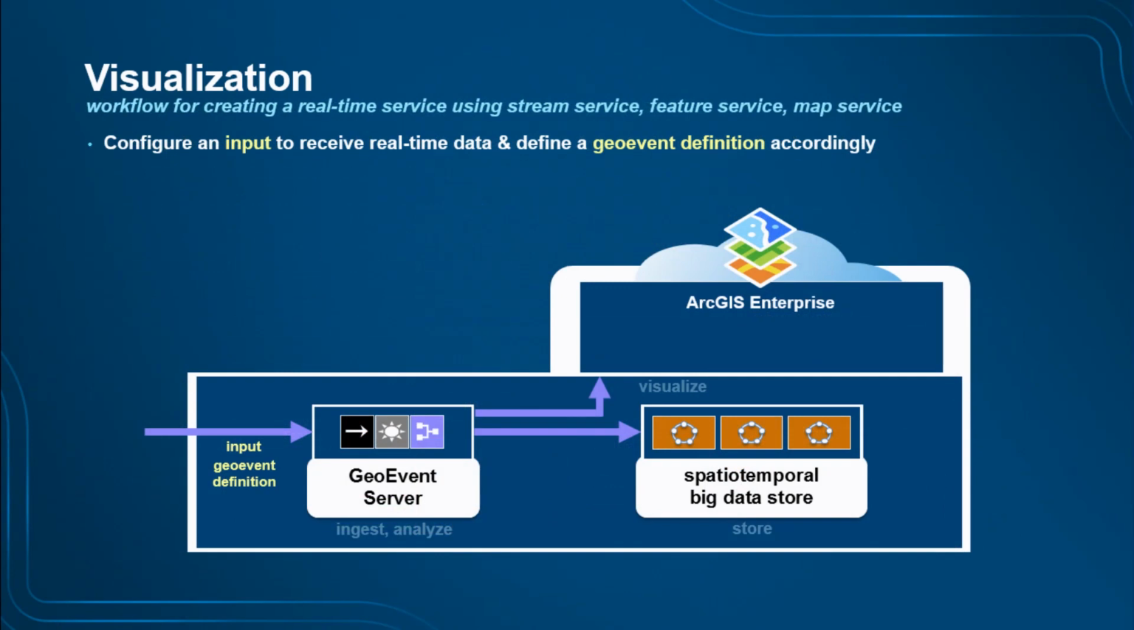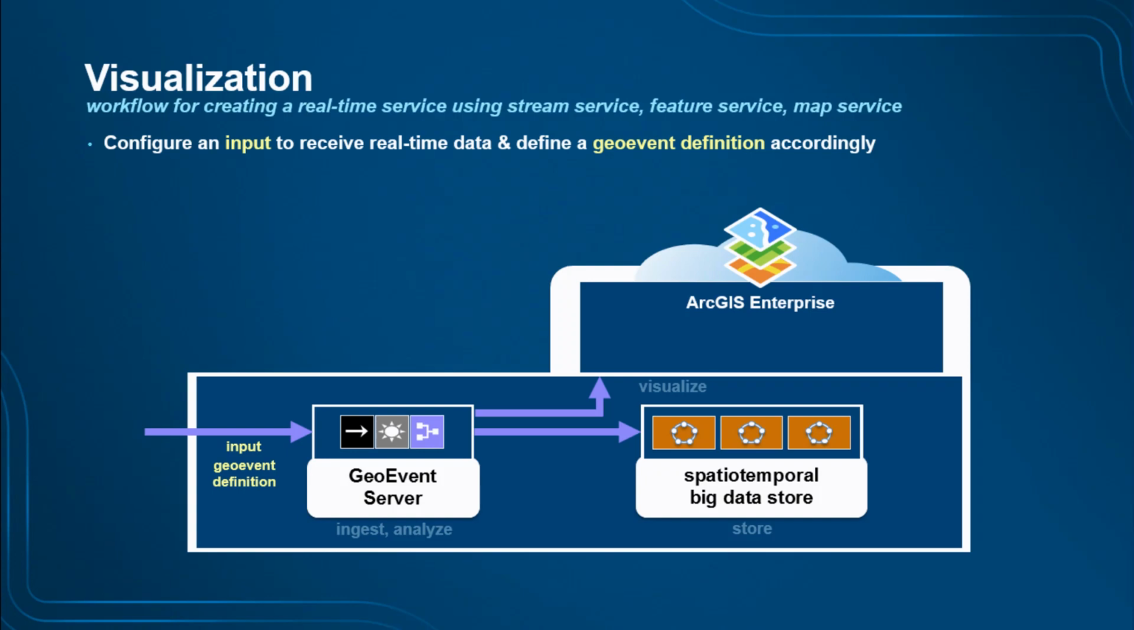So overall, what we're going to walk through here is the best practice workflow in GeoEvent to take streaming data, or just real-time data, if you will, of any kind and visualize it on a map. So at the high level, the first thing that you're going to want to do in GeoEvent Server is create an input for your real-time data. And part of creating an input for the real-time data is defining the schema.